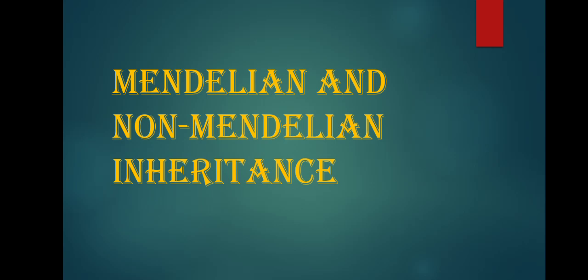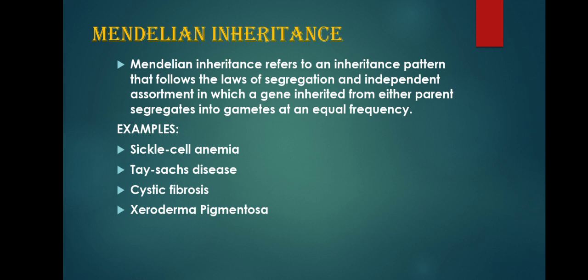Our discussion for today is all about Mendelian and non-Mendelian inheritance. Mendelian inheritance refers to an inheritance pattern that follows the laws of segregation and independent assortment, in which a gene inherited from either parent segregates into gametes at an equal frequency. Examples: sickle cell anemia, Tay-Sachs disease, cystic fibrosis, xeroderma pigmentosa.